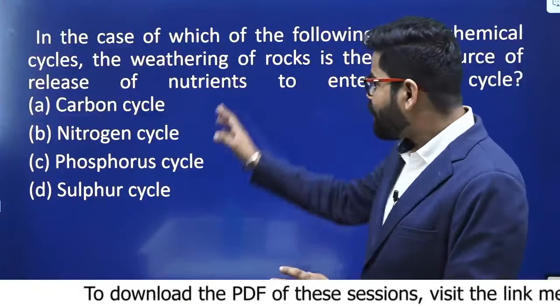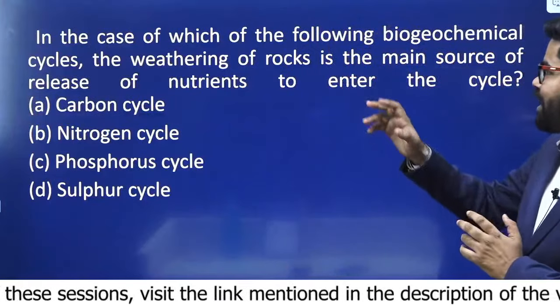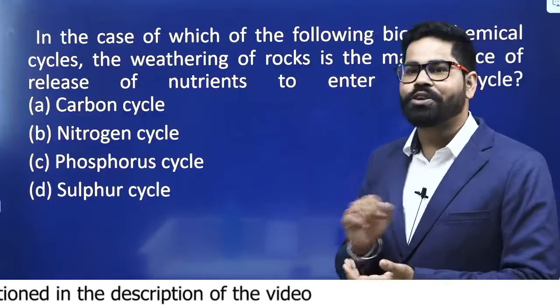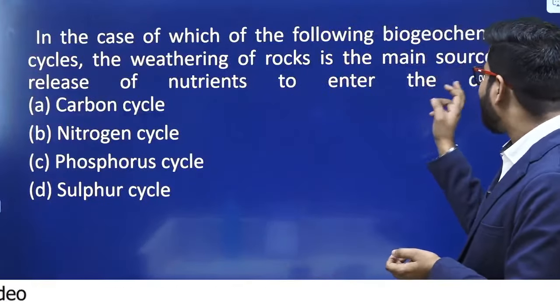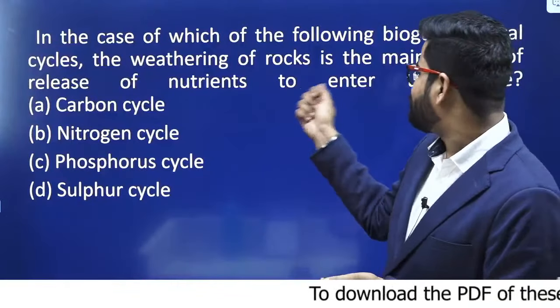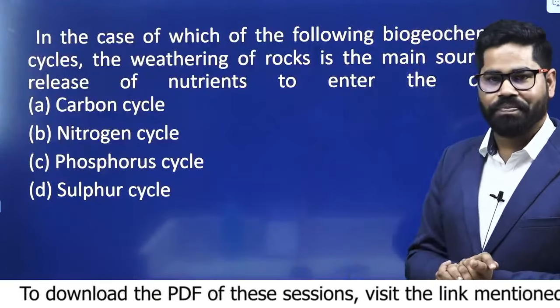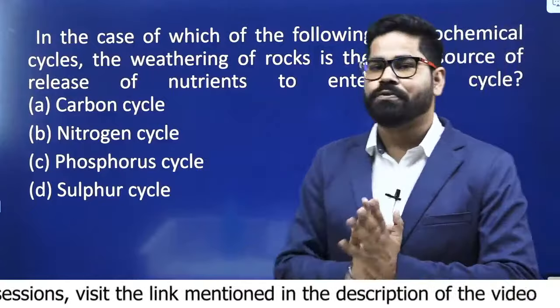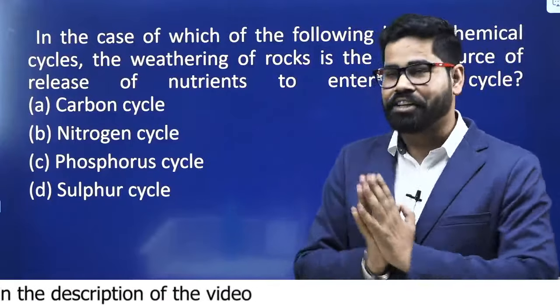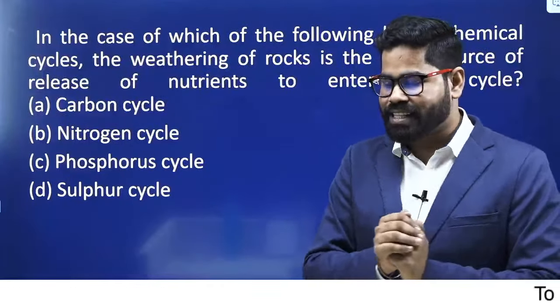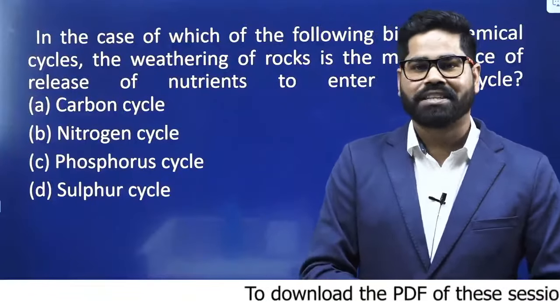This one question was there: in the case of which of the following biogeochemical cycles is the weathering of rock the main source of release of nutrients to enter the cycle? And then they have given these 4 options: carbon cycle, nitrogen cycle, phosphorus cycle, and sulfur cycle.